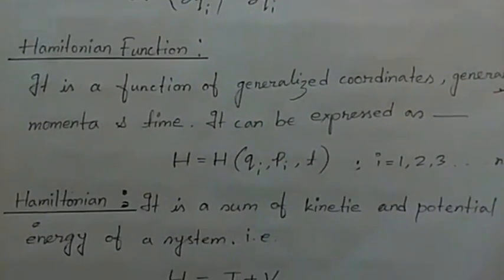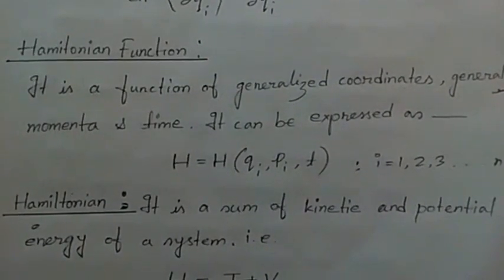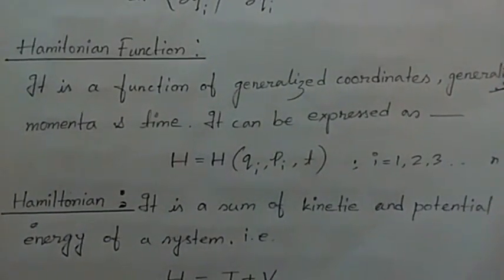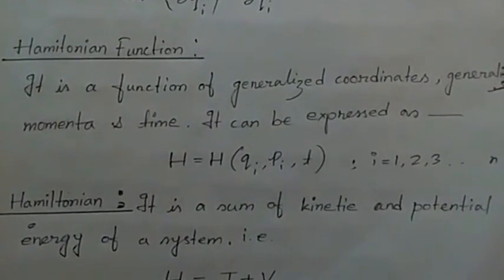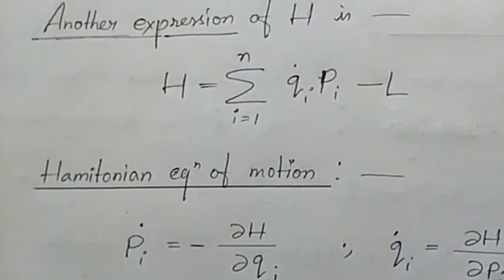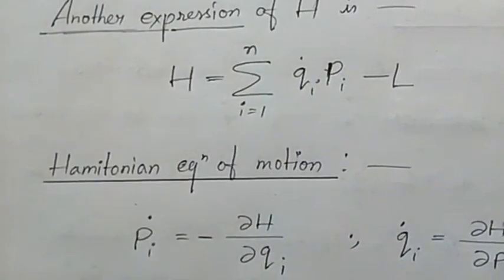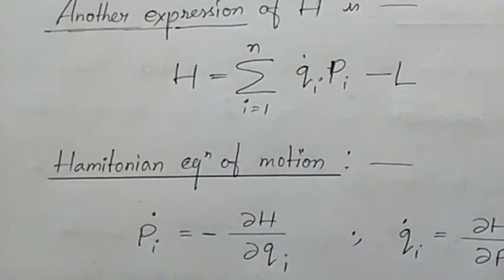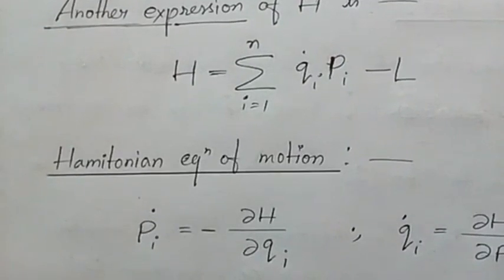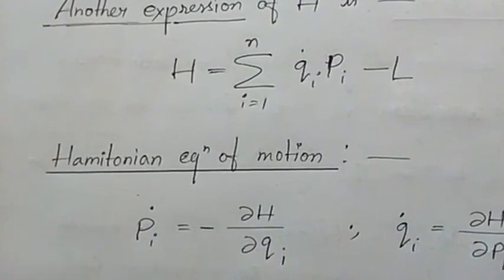Hamiltonian. It is the sum of kinetic and potential energy of a system, that is H equals T plus V, where T is the kinetic energy and V is the potential energy. Another expression of H is H equals the sum of qi dot pi minus L, where i starts from 1 up to n. So it is very useful to find out the expression of H, the Hamiltonian.